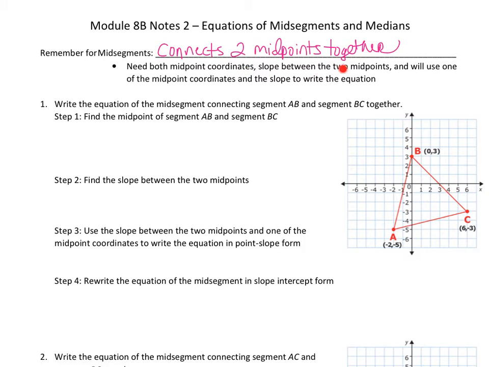Then we would need to find the slope between those two midpoints. We need to use one of those midpoint coordinates to put into our point slope form, and then we can use the slope with that to write our equation. So first, we're going to write the equation of the midsegment connecting segment AB to segment BC. So we need to find the midpoints between them first. So step 1 is to find the midpoint of segment AB and segment BC.